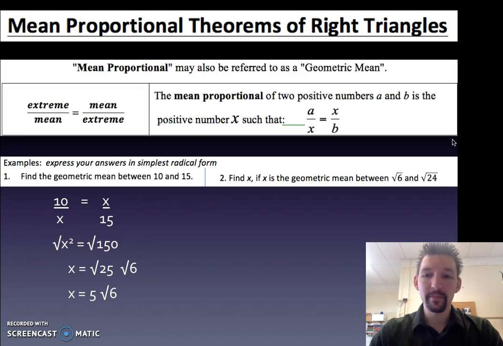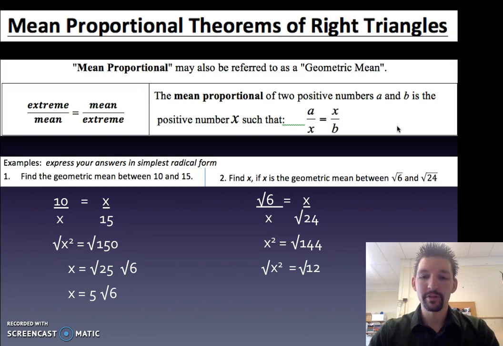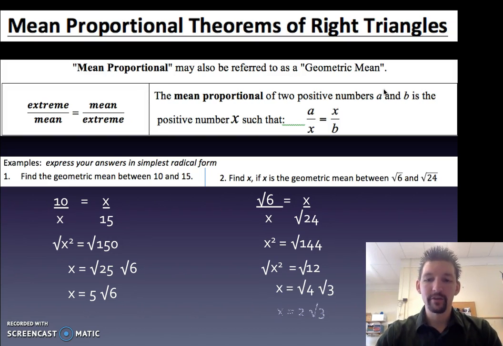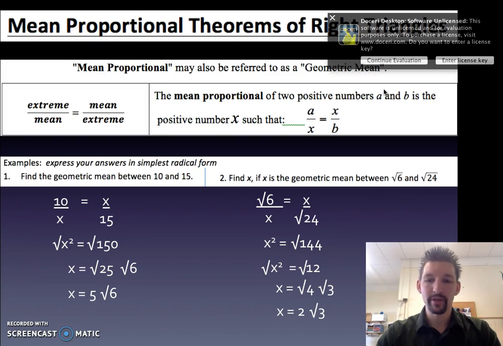Okay, so when you set this up, you're going to do your mean proportional. So it's going to be radical 6 over x equals x over radical 24. And again, you could reverse the two numbers here, it wouldn't matter. And then when you cross multiply, you'll have x squared equals radical 144. Well, this is a perfect square. X squared equals 12, and then you'll square root both sides and simplify 12 down to get radical 4 radical 3, and your final answer will be x equals 2 radical 3.